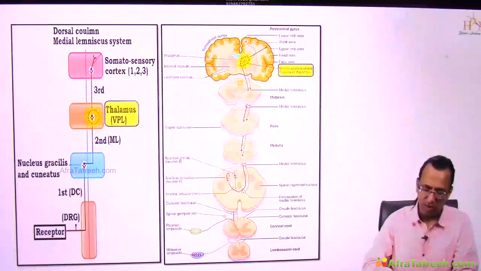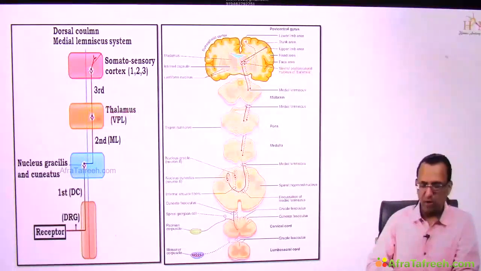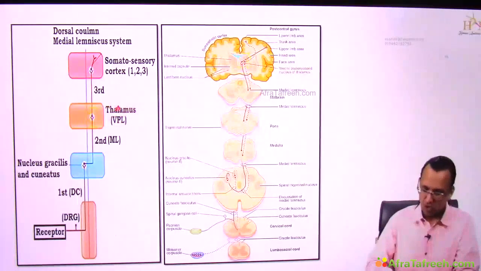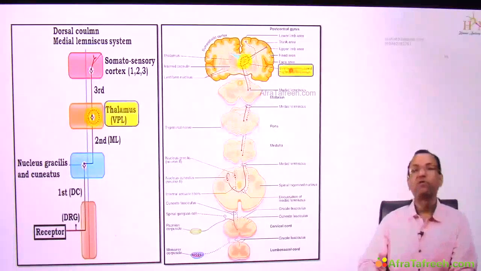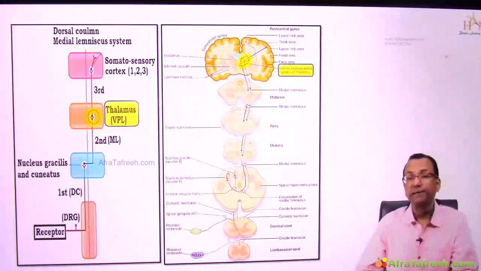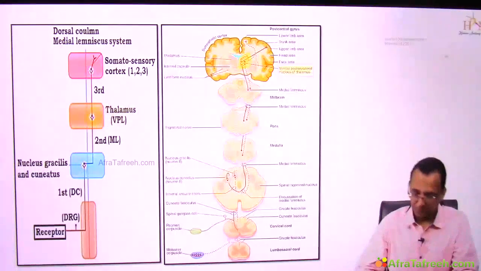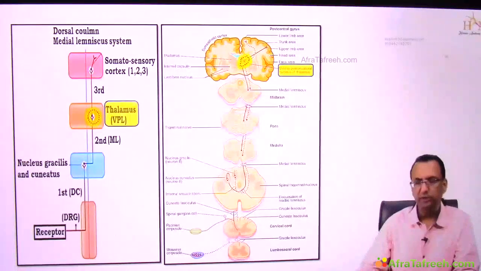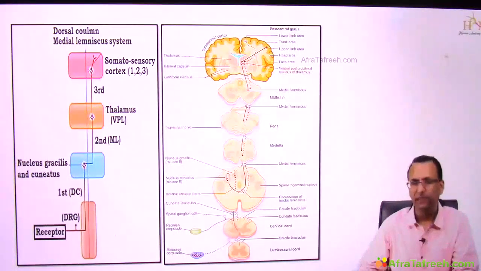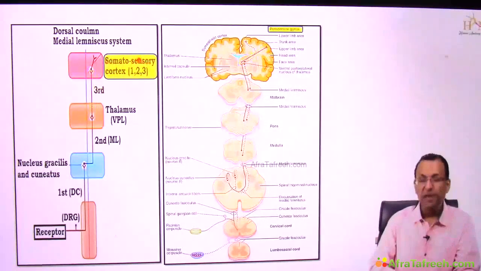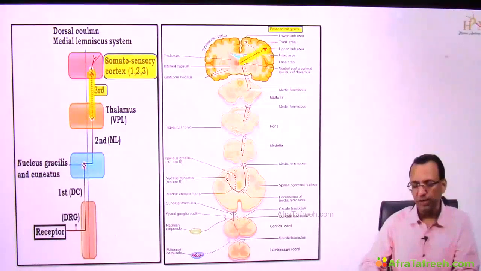In the third order neuron, the thalamus. If the thalamus has the third order neuron, which nucleus? If you remember, we have discussed earlier, VPL. What is VPL? The ventroposterolateral nucleus of the thalamus, receiving sensation of the body: upper limb, lower limb, trunk region. So the third order neuron is in the ventroposterolateral nucleus of the thalamus. The fibers sent by the thalamus will pass through the internal capsule before they reach the cerebral cortex.